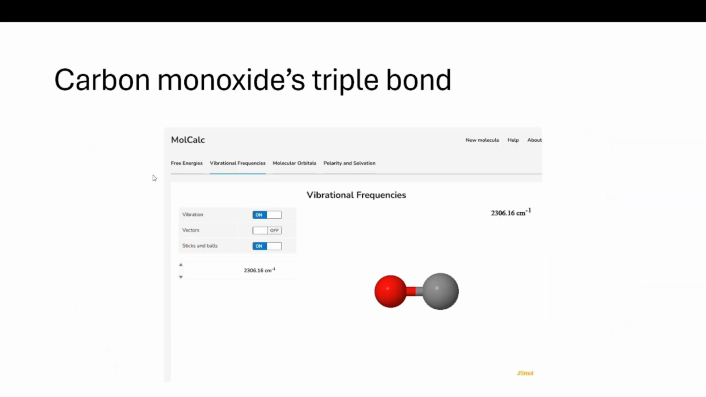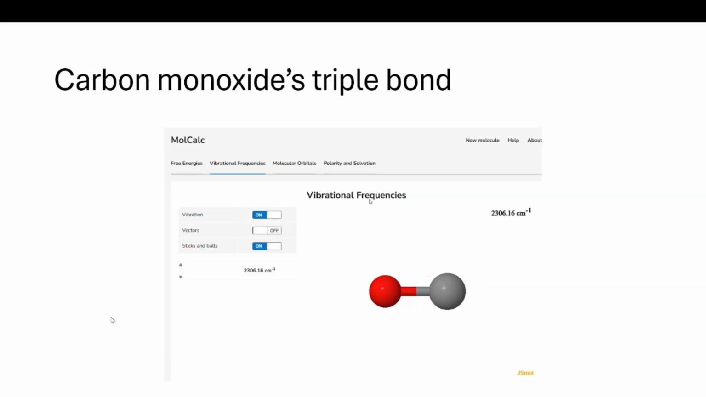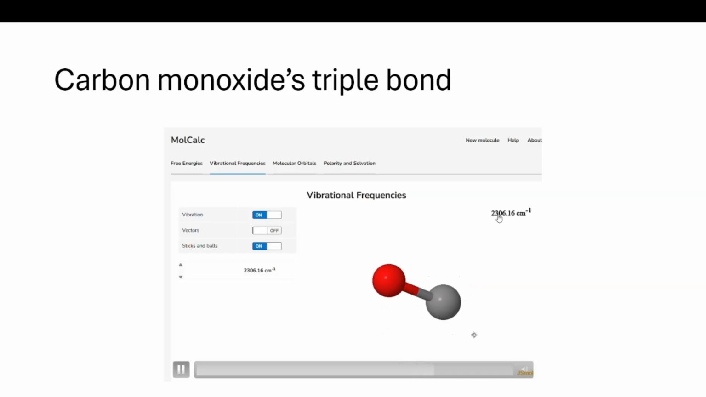And we can see, if I pull up this video here, this is going to be of carbon monoxide. I'm not too sure about the actual simulation. I just found some website online. But if I play this video, you can see this bond vibrating at a very particular frequency. And in fact, we even are shown the wave number right here.